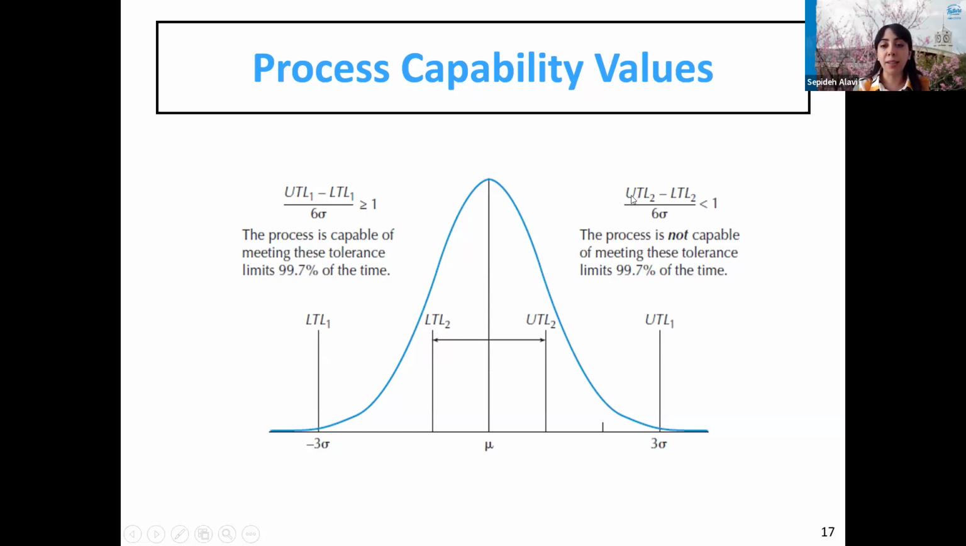On the other hand, if your ratio results in a value which is less than 1, you will probably fall within this range. So your ratio has a value of less than 1. That means the process is not capable of meeting the tolerance limits 99.7% of the time.